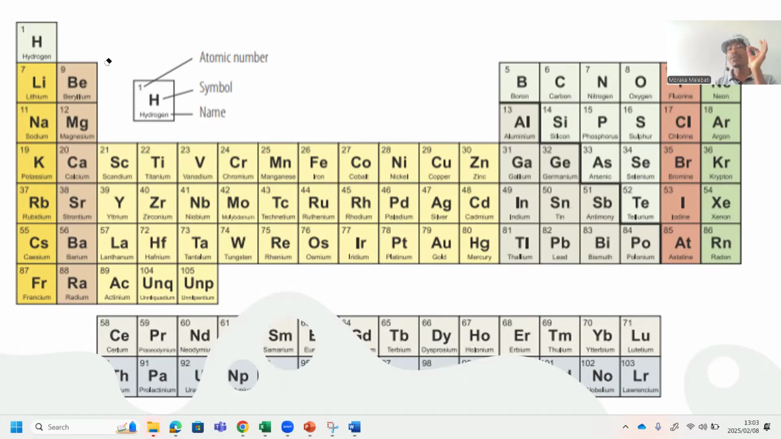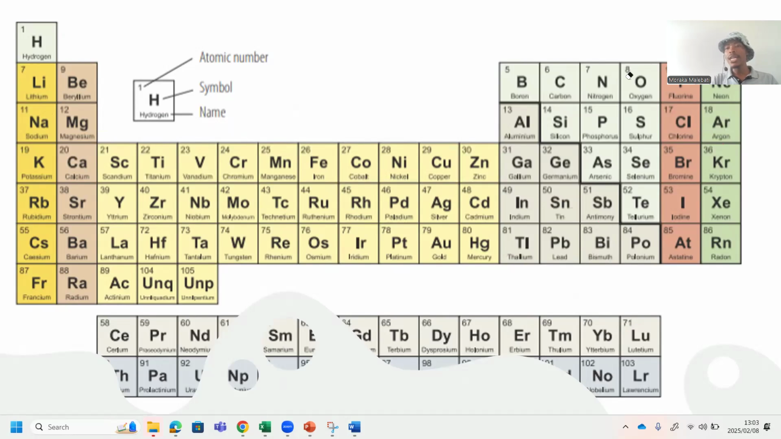So group 1 elements have 1 valence electron. In group 2, they've got 2 valence electrons. In group 3, they've got 3. In group 4, they've got 4. In group 5, they've got 5. In group 6, 6. In group 7, they've got 7 valence electrons. And in group 8, they've got 8 valence electrons, and they reach their octet state.